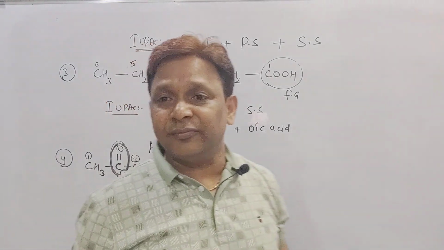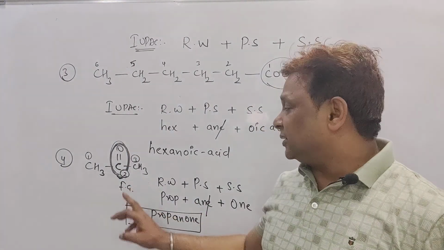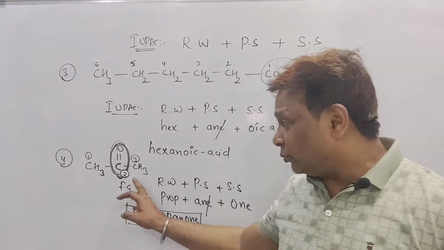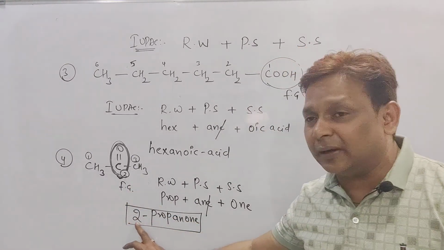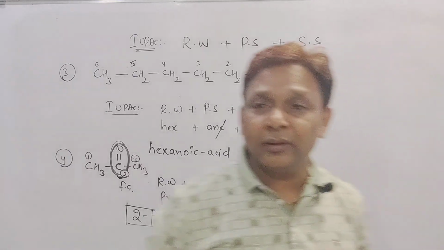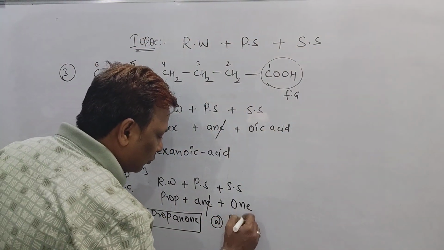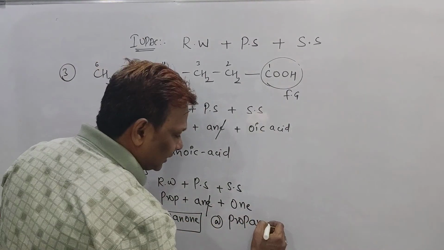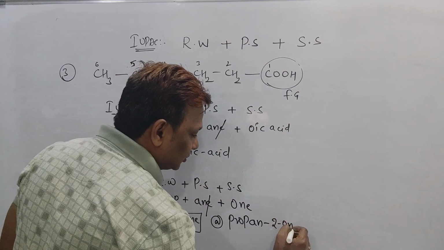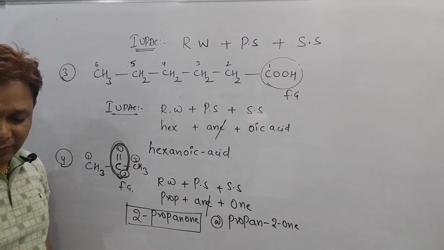The functional group is present on which carbon? The functional group is present on the second carbon atom, hence we have to mention the position of the functional group that is present on the second carbon atom. So I should write 2-propanone, or instead of 2-propanone we can write one more name: PROP, AN, and ONE present on the second carbon atom we can mention as 2-ONE. Propan-2-one is the IUPAC name of the compound.